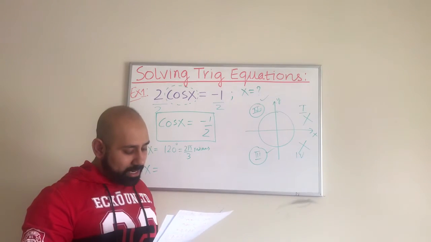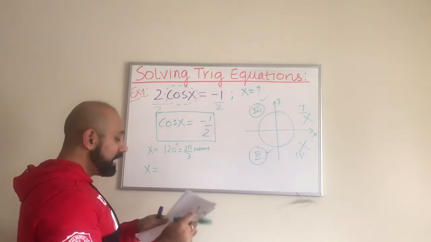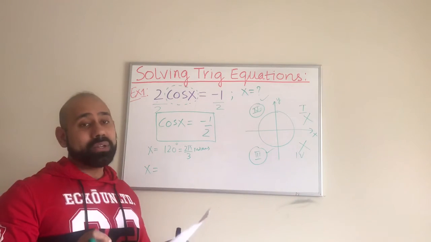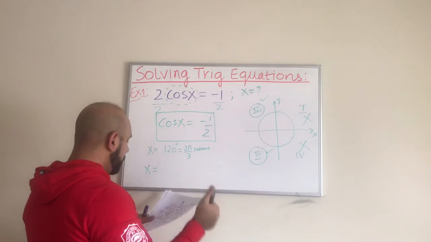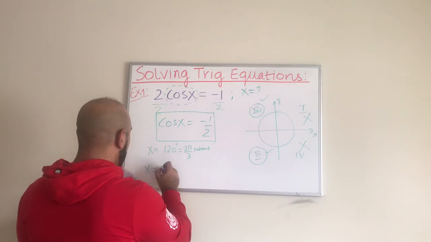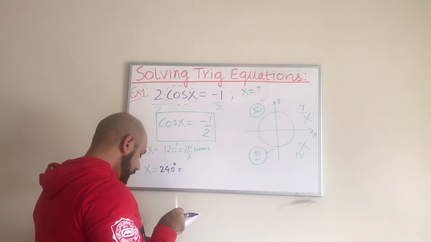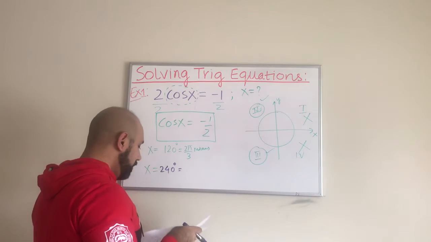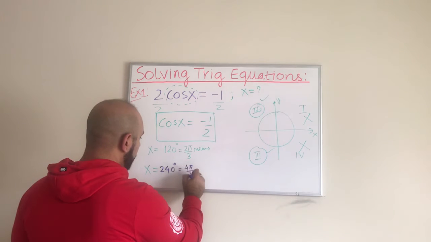And in the third quadrant, if I look at 240 degrees, I again have the cosine value of that 240 degrees is negative 1/2. So x can also be 240 degrees. And what is that equivalent to in the radians? In the radians, it's 4 pi over 3. 4 pi over 3 radians.